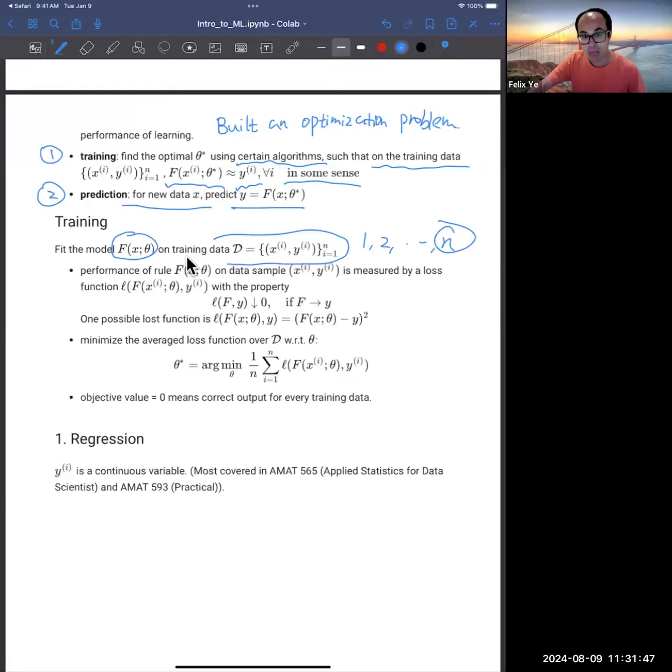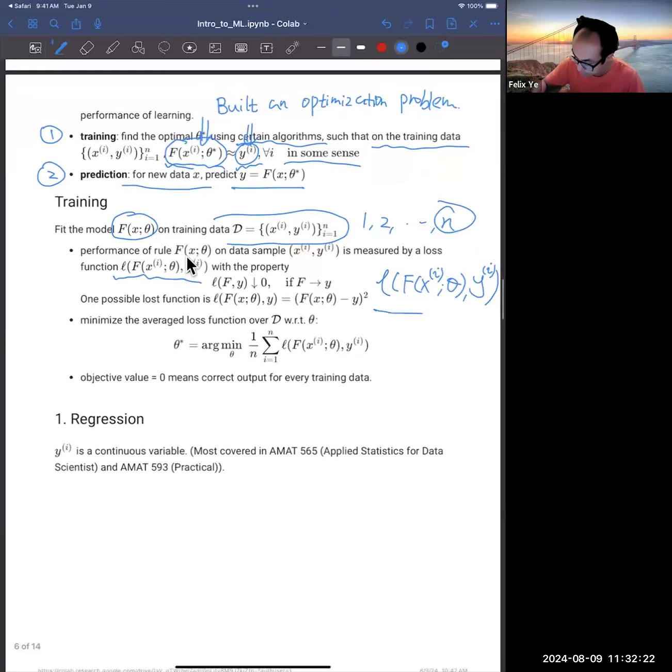So basically, the whole idea of how to find a good theta lies in how we can measure how close these two are. This is my prediction. This is my ground truth. I want to measure how good this approximation is by some loss function. So I'm going to create a loss function, which is L of my predictions on my training data versus my ground truth. So this is my loss function. In short, it can be written as just L(f, y).